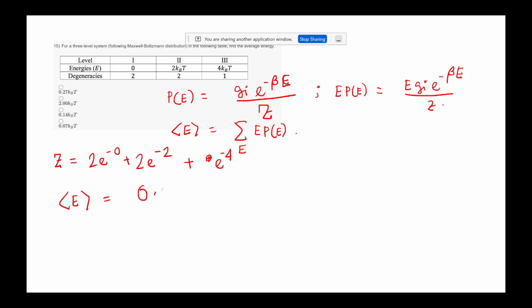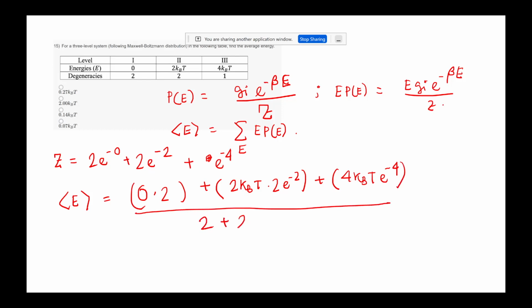So E average will be 0 times 2 plus 2 kBT times 2 e to the power minus 2 plus 4 kBT times e to the power minus 4, divided by 2 plus 2 e to the power minus 2 plus e to the power minus 4. Please do this calculation for me.